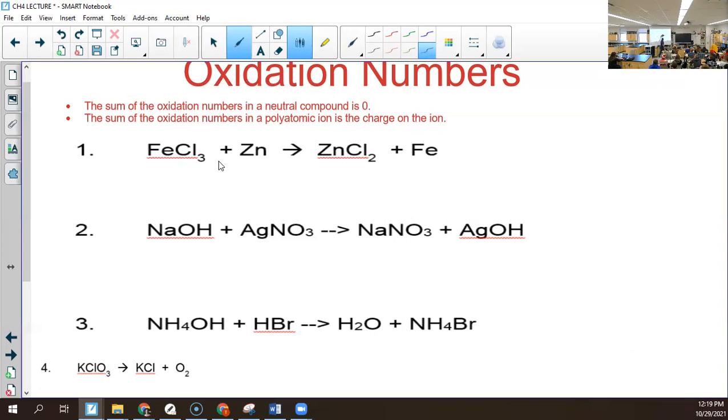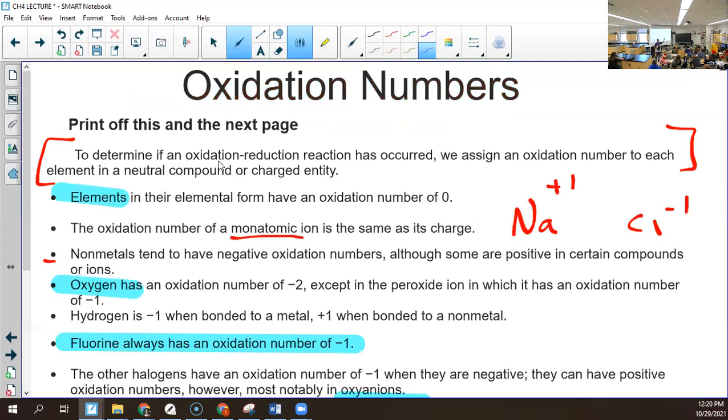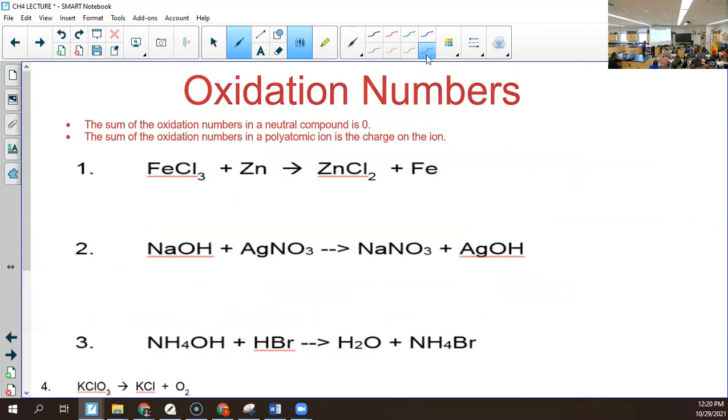Zinc and iron have nothing with them, so they're just elements. Thumbs up. You okay with that? So what would their oxidation numbers be? Don't tell me. Tell your partner what the oxidation numbers are. 0. How come? Because I told you so. Rule number 1: in their elemental form, their oxidation number is 0. So I'm going to put a little 0 above zinc and a little 0 above iron.